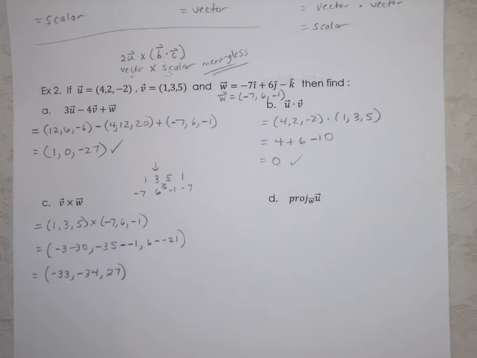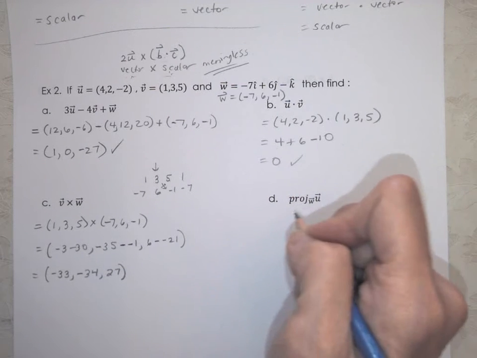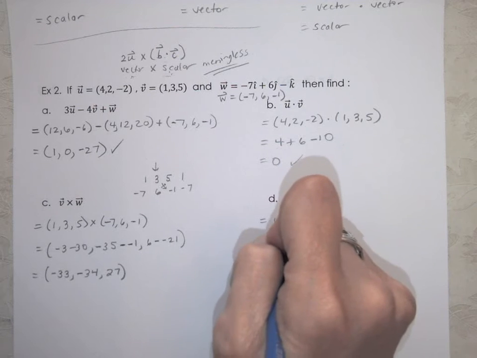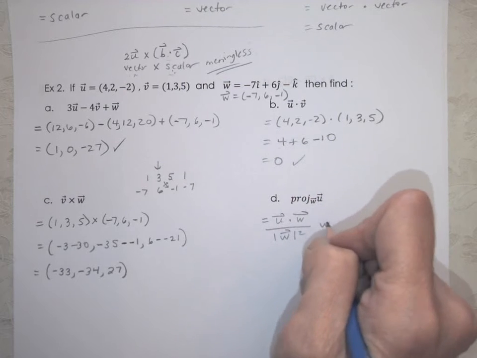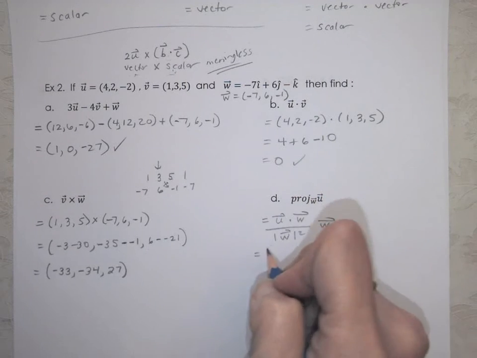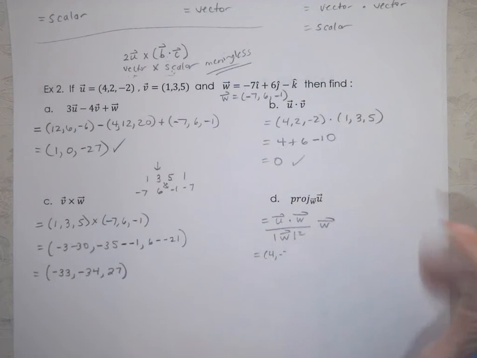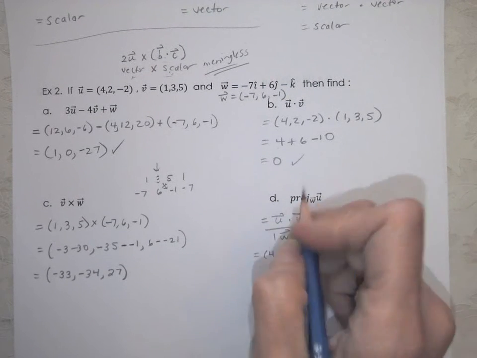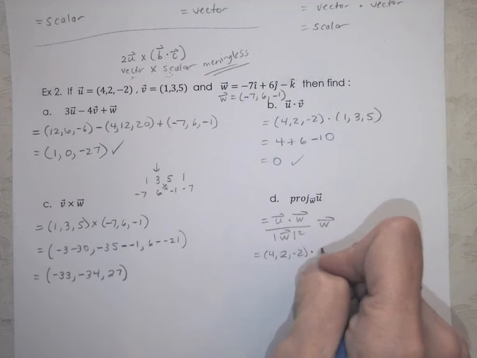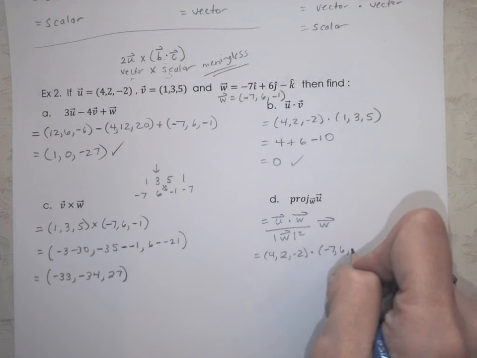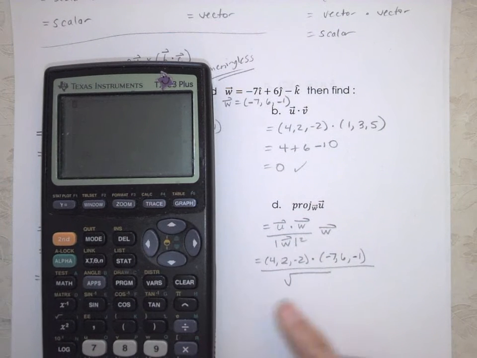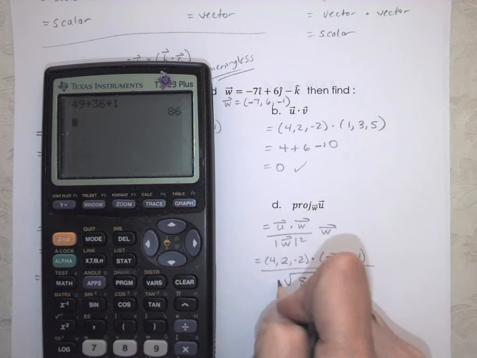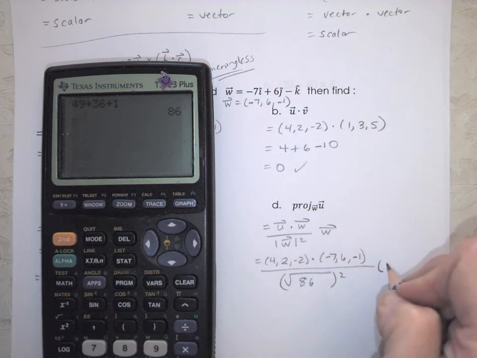Now we have the projection of u onto w, so that has a formula as well, and we know our answer should be a vector. So it's going to be u, the little one does all the work, u dot w over the magnitude of w squared times vector w. So u dotted with w over the magnitude of w squared. So the magnitude of w is going to be 49 plus 36 plus 1, the square root of 86, but we're squaring that, times vector w.